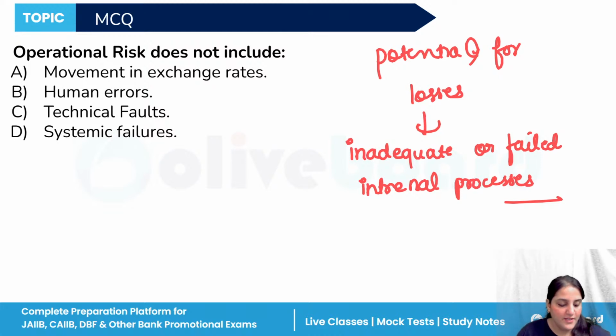So yeah, everyone is correct here. Anita ma'am, Mukesh sir, Pawan sir, Pankaj sir, Subodh sir. See, here the answer is movement in exchange rates, because this is not included in any internal factor, and also some external factors, but human errors, technical fault, systematic fault, we can say these are all related to some organization's failure. So the correct answer is option A, that is movement in exchange rates. Okay.